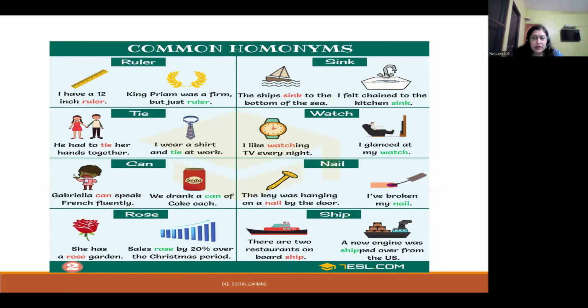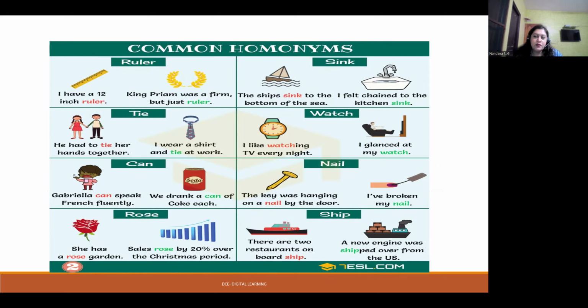Sink. There are two meanings of the word sink. The first one, when the ship sinks, or doesn't float, but starts sinking to the bottom of the sea. In the second instance, it refers to the kitchen sink. I felt chained to the kitchen sink. Watch. I like watching TV every night. In fact, this is the act of watching TV every night. In the second instance, the apparatus you wear on your wrist to know the time is known as the watch.